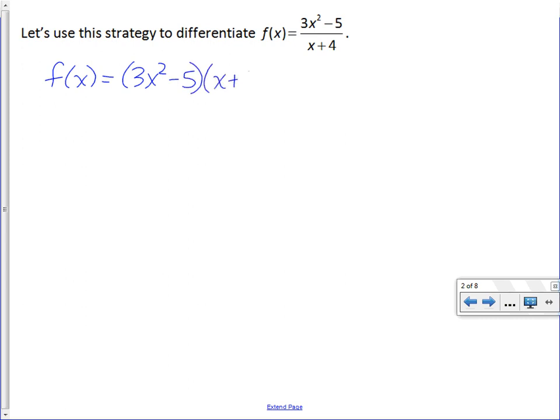And then the x plus 4, what do I need to remember to do? X plus 4 to the -1. So I've rewritten this as a product. Everyone okay with that? Okay. Because I've rewritten as a product, I'm allowed to use product rule. Derivative of the first. Derivative of 3x squared minus 5. 6x. Times the second. I copy the second, everything. Plus the first. I copy the first.